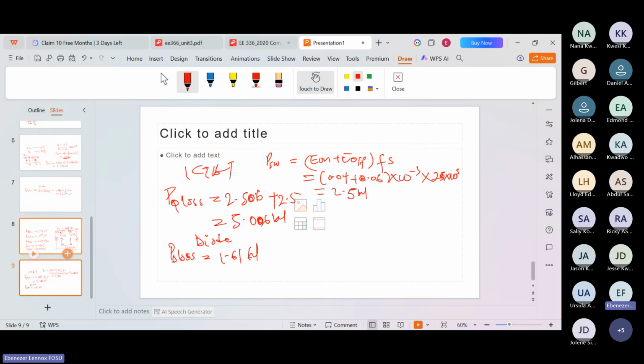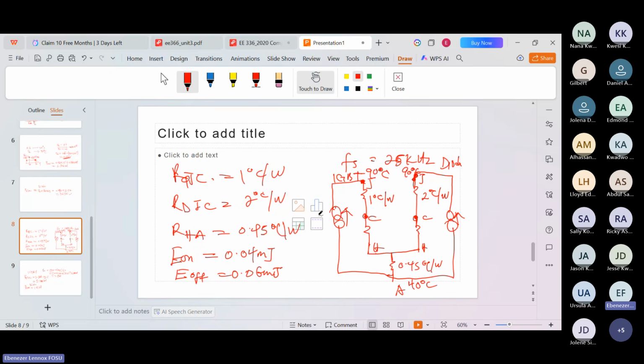So we come to the model and write the values there, right? We know the power loss in the diodes and in the IGBT. So that gives us a complete thermal model. Please, is that clear? Okay.